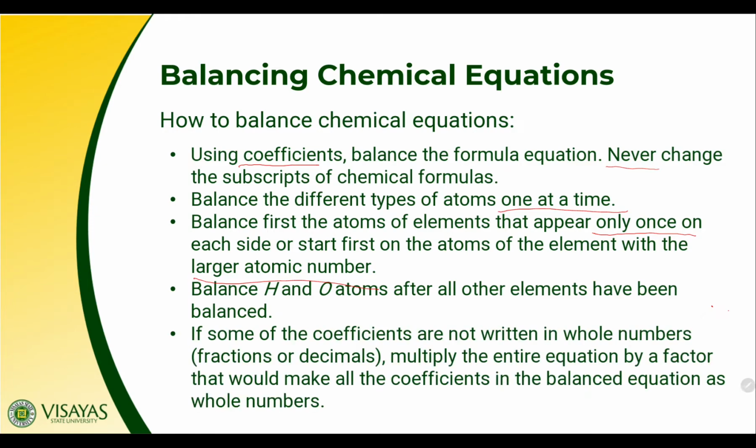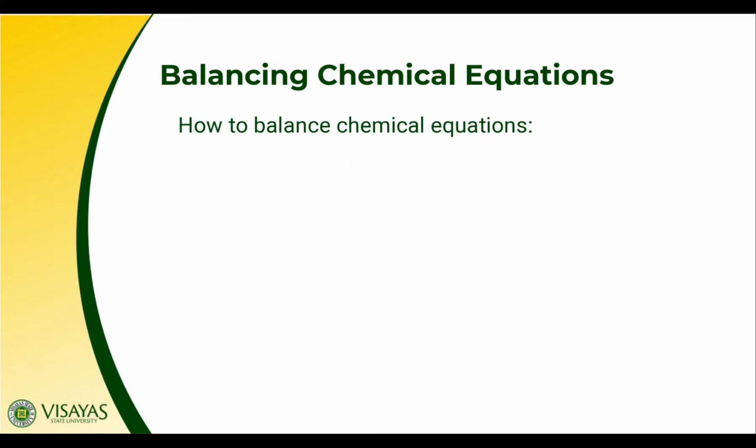Now, if some coefficients are not written in whole numbers, like for example, when you try to balance the equation, you use fractions or decimals, what you do is, to make the coefficients whole numbers, we multiply the entire equation by a factor that could make the coefficients in the balanced equation whole numbers.